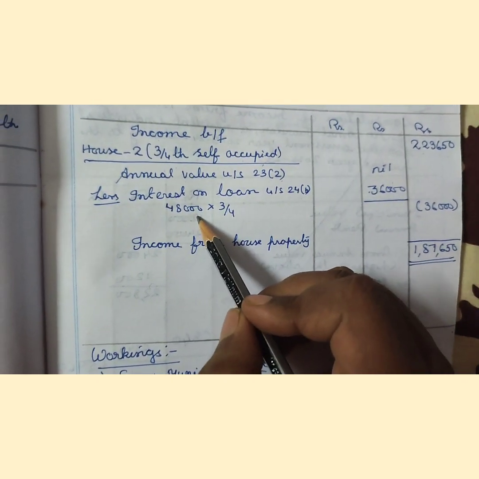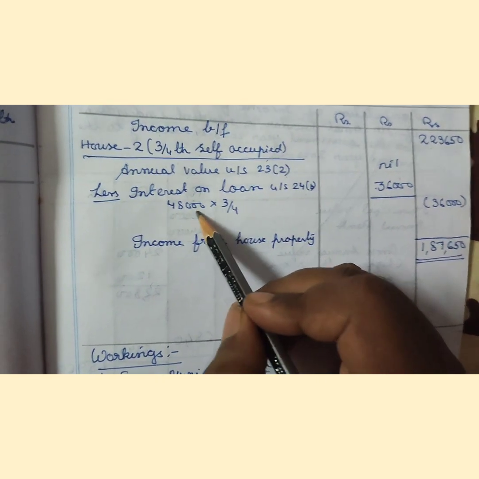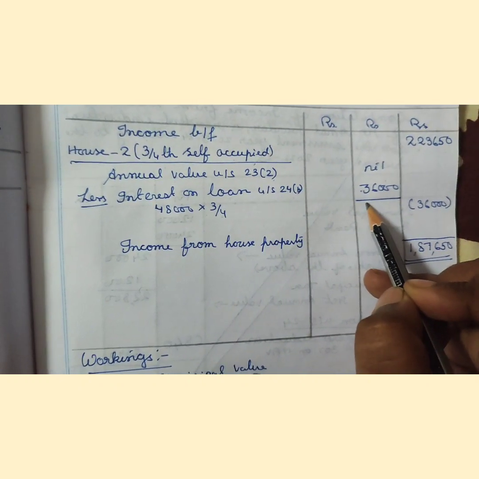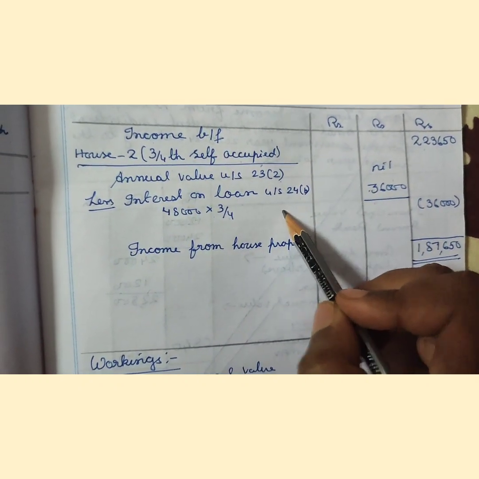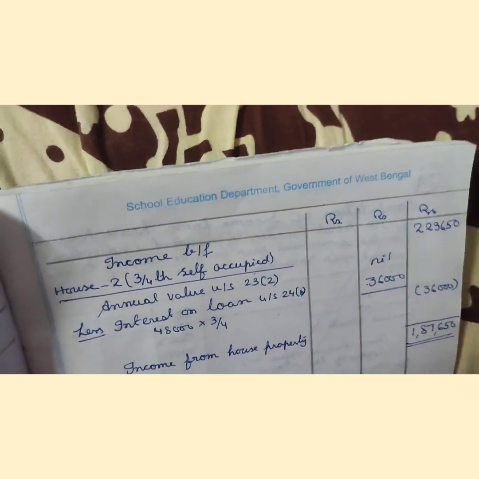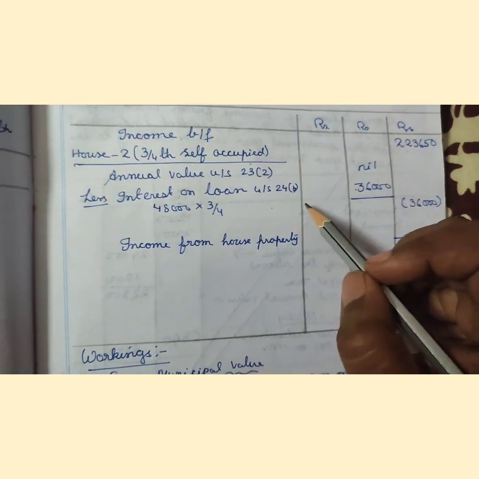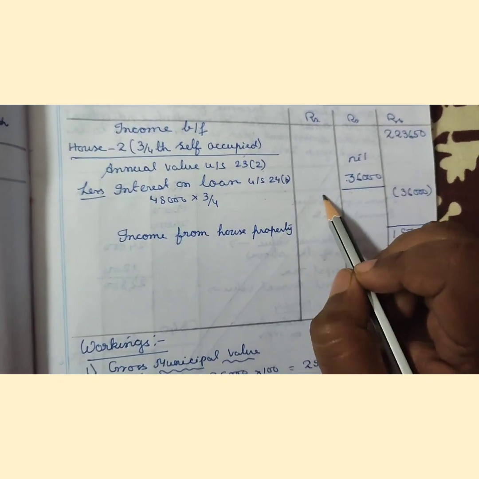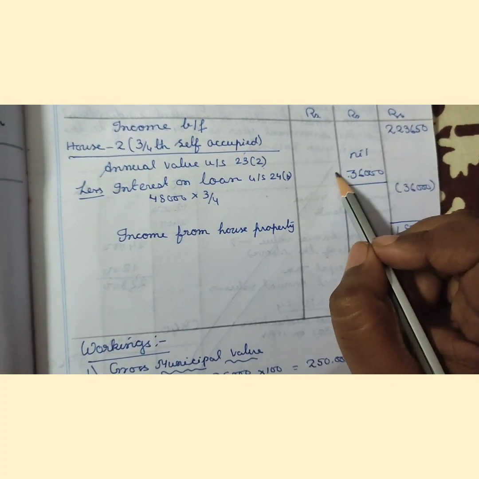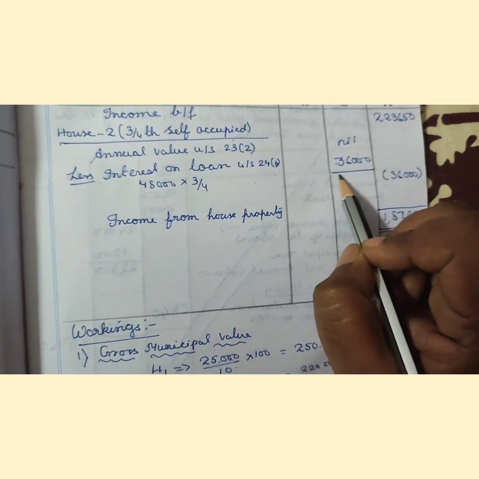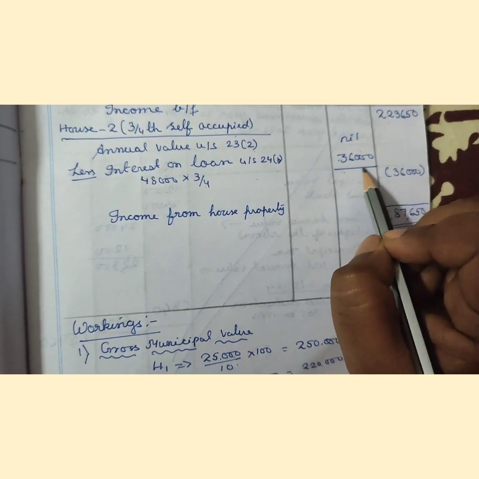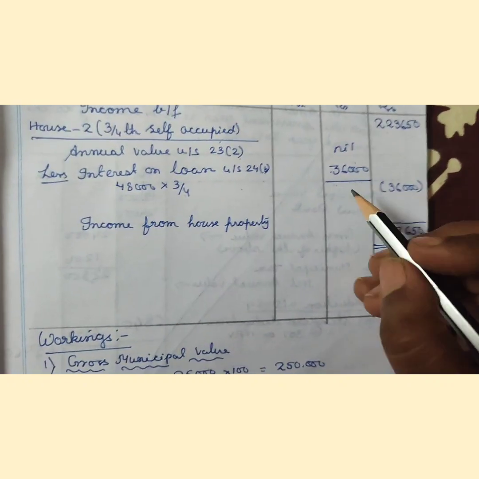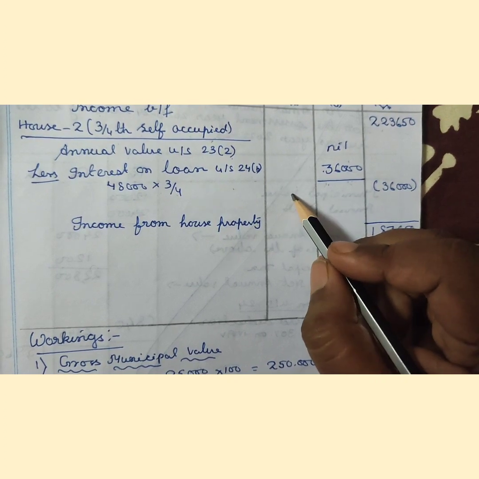Total interest on loan given in the question 48,000, of which 3/4 part is for this self-occupied portion. So 36,000 is the amount of interest on loan. It is a self-occupied house property. Here it is not mentioned whether the maximum limit applies, it is not mentioned when loan is taken or for what reason loan is taken. So we have to assume that loan is taken after 1999 and for repair, construction and acquisition purpose. So entire amount is deductible, 36,000. There will be no maximum limit.